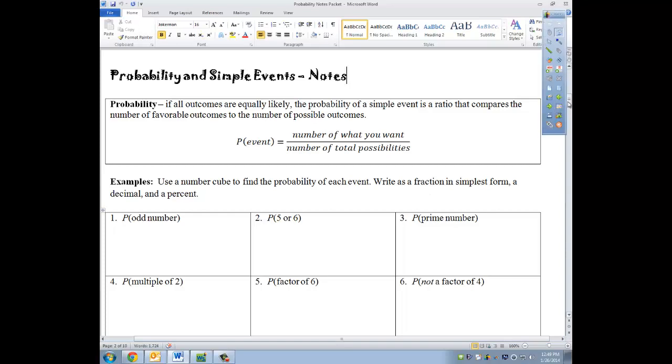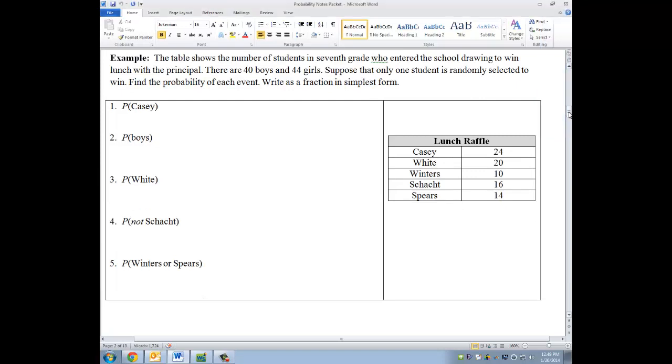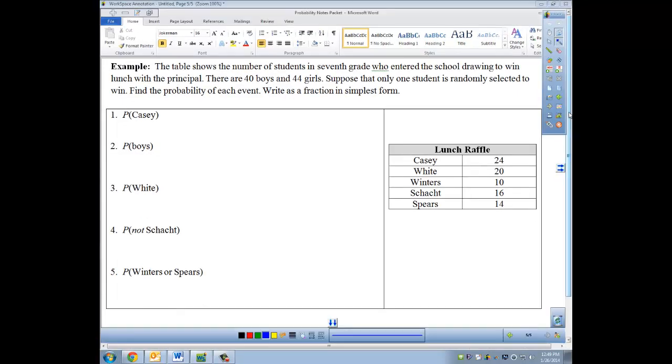Now we are going to look at an example with a table where a school drawing is going to happen with the 7th graders to see who's going to have lunch with the principal. There were 40 boys participating and 44 girls. Only one student is randomly selected to win. And we're going to find the probability of each event. They want us to write it in fraction in simplest form.